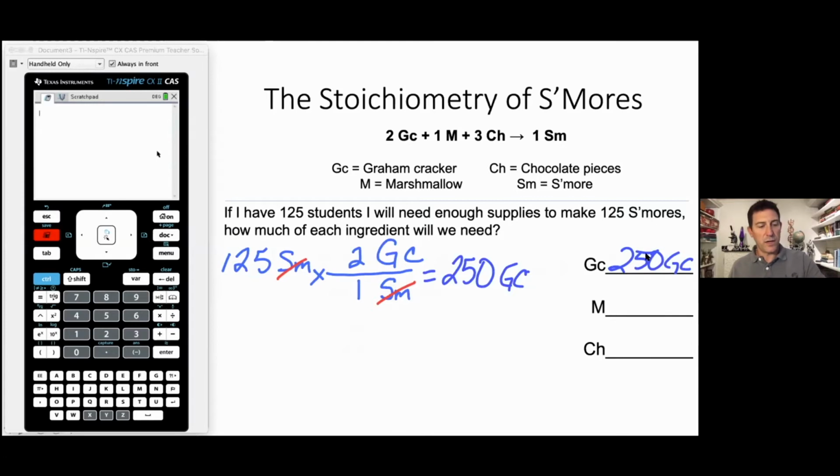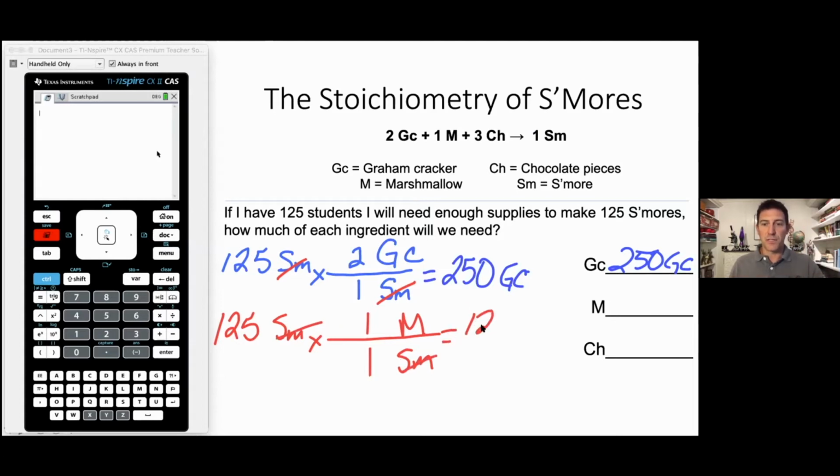Okay, the next one I need to do is marshmallows. So I still need 125 s'mores, and I need s'mores on the bottom to cancel. I can turn that into marshmallows. And I look up here at the coefficient. I have a 1 in front of s'more, and I have a 1 in front of marshmallow. Again, people are like, wait a minute, I don't need to do all this complex stuff. But remember, we're just using this as a simple example to learn the process. I need 125 marshmallows.